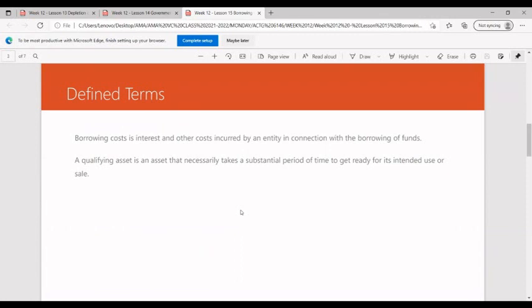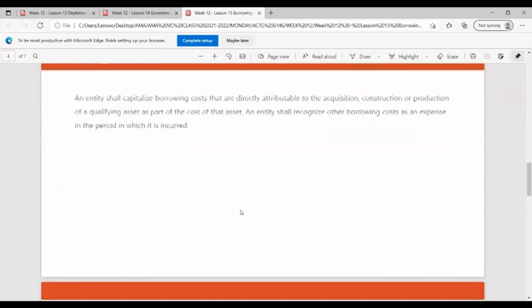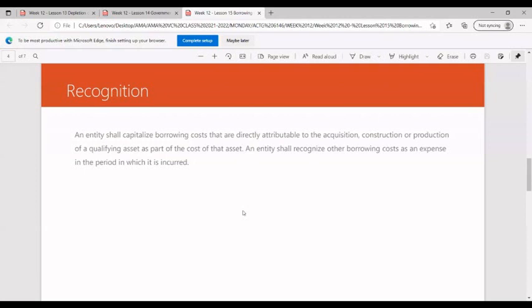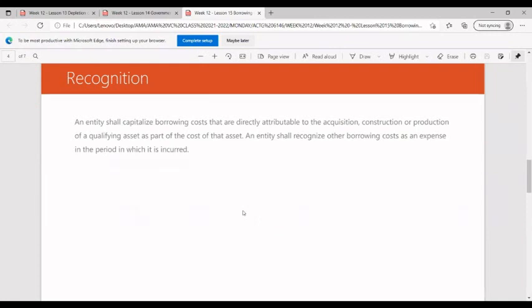So the borrowing cost is interest and other costs incurred by an entity in connection with the borrowing of funds. A qualifying asset is an asset that necessarily takes a substantial period of time to get ready for its intended use or sale. For the recognition, an entity shall capitalize borrowing costs that are directly attributable to the acquisition, construction, or production of a qualifying asset as part of the cost of that asset. An entity shall recognize other borrowing costs as an expense in the period in which it is incurred.